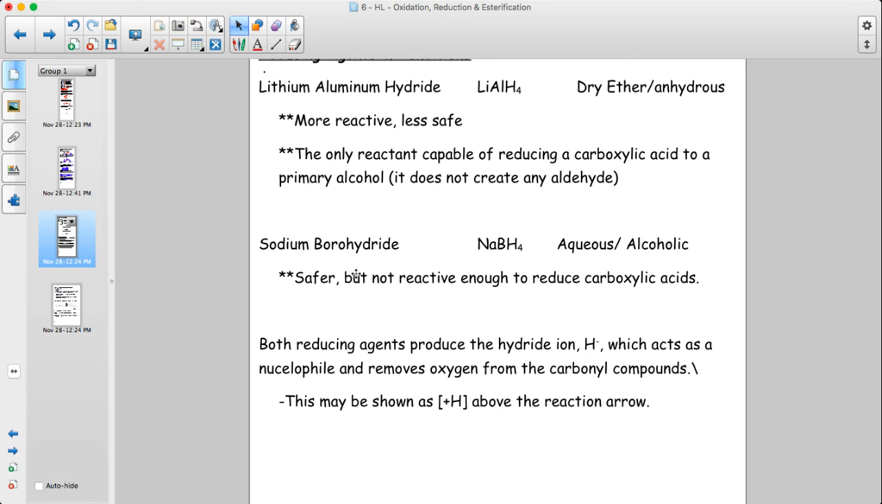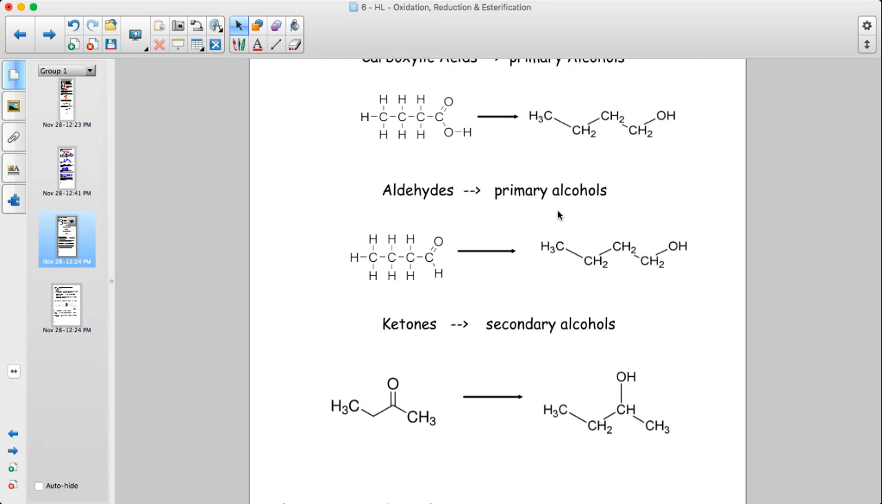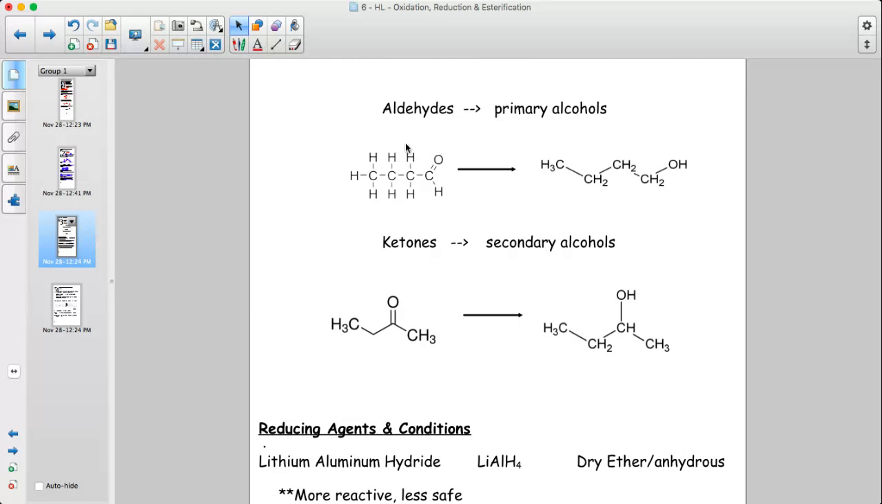But the second one, sodium borohydride, NaBH4, which is done in aqueous or alcoholic solution, is safer but not reactive enough to reduce the carboxylic acids down. So you could use sodium borohydride to reduce aldehydes to alcohols or ketones to alcohols.